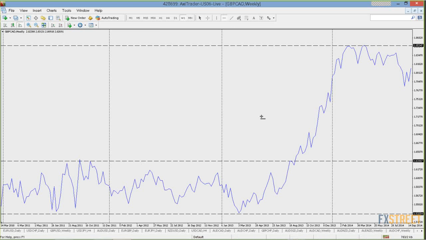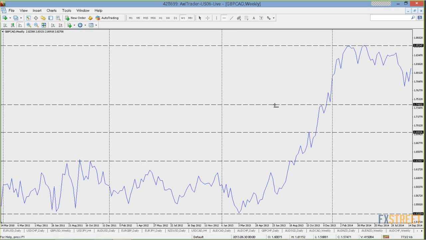And there's probably, now this is kind of a tricky chart simply because we've got this really strong uptrend here from 2013 all the way through the beginning or middle of 2014. So this is a really tricky one.